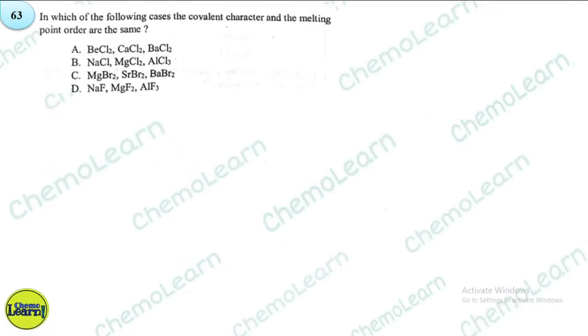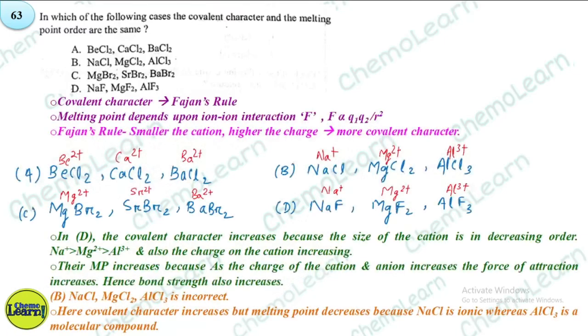Next one. In which of the following cases are the covalent character and the melting point order the same? Covalent character is guided by Fajans rule. And melting point depends upon the ion-ion interaction, that is F, and F is directly proportional to Q1 Q2 divided by R square. Q1 and Q2 are charges. So according to Fajans rule, the smaller the cation and the higher the charge of the cation, obviously the more covalent character.